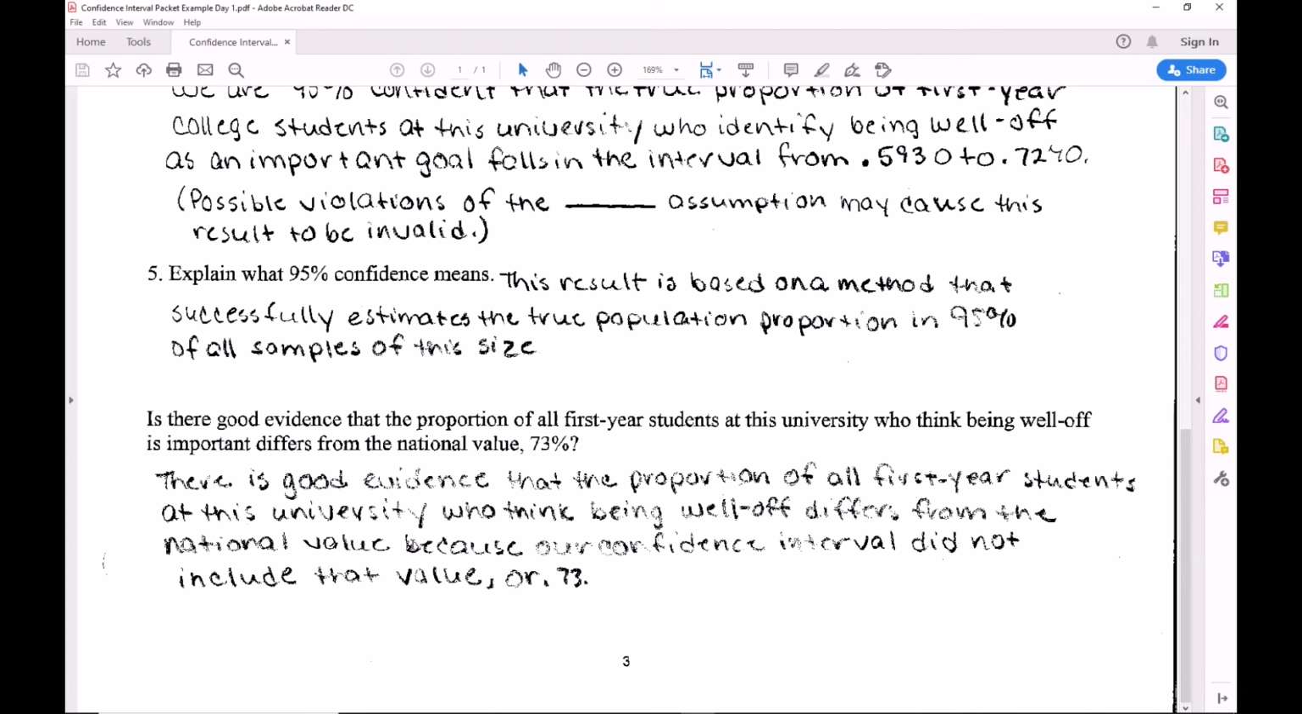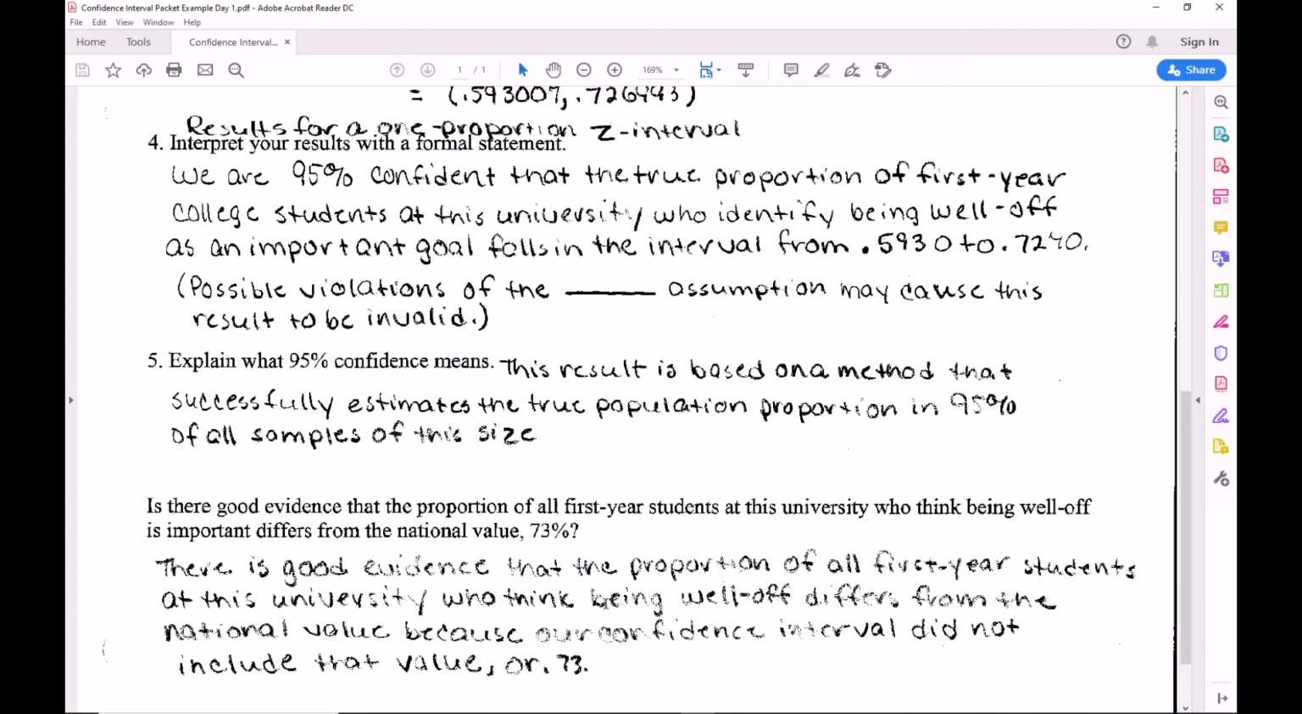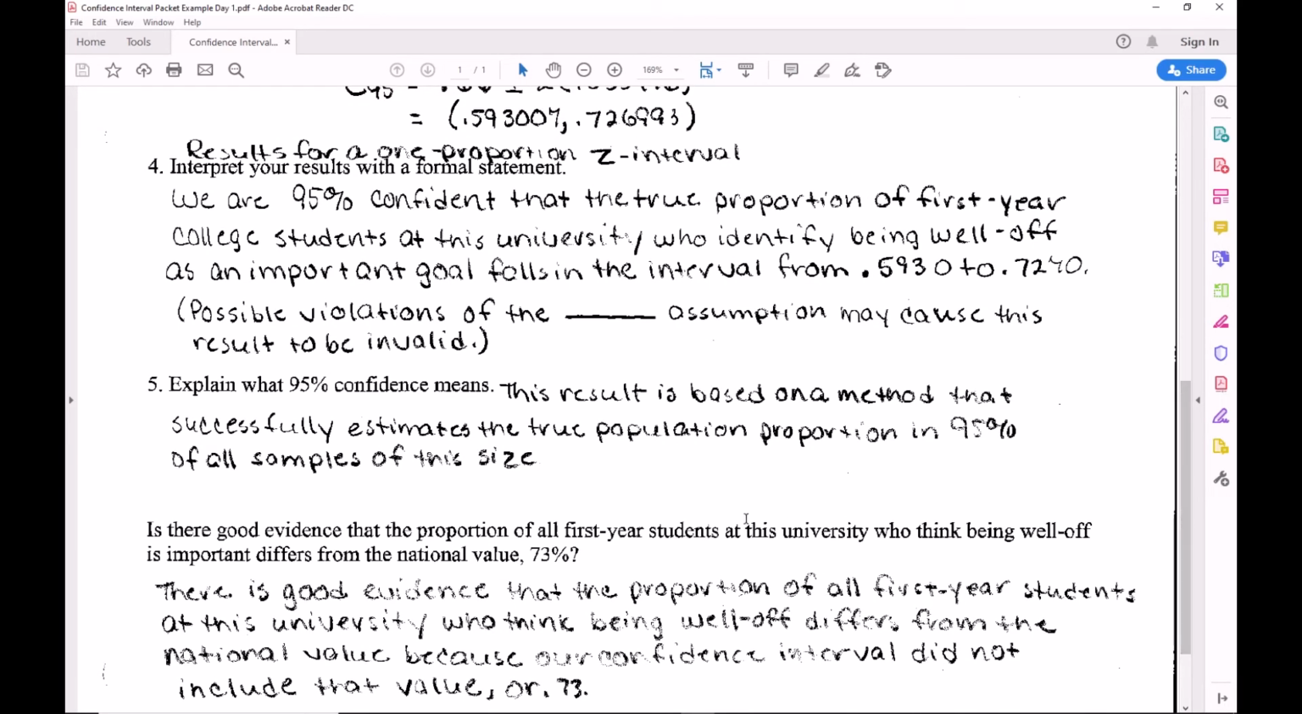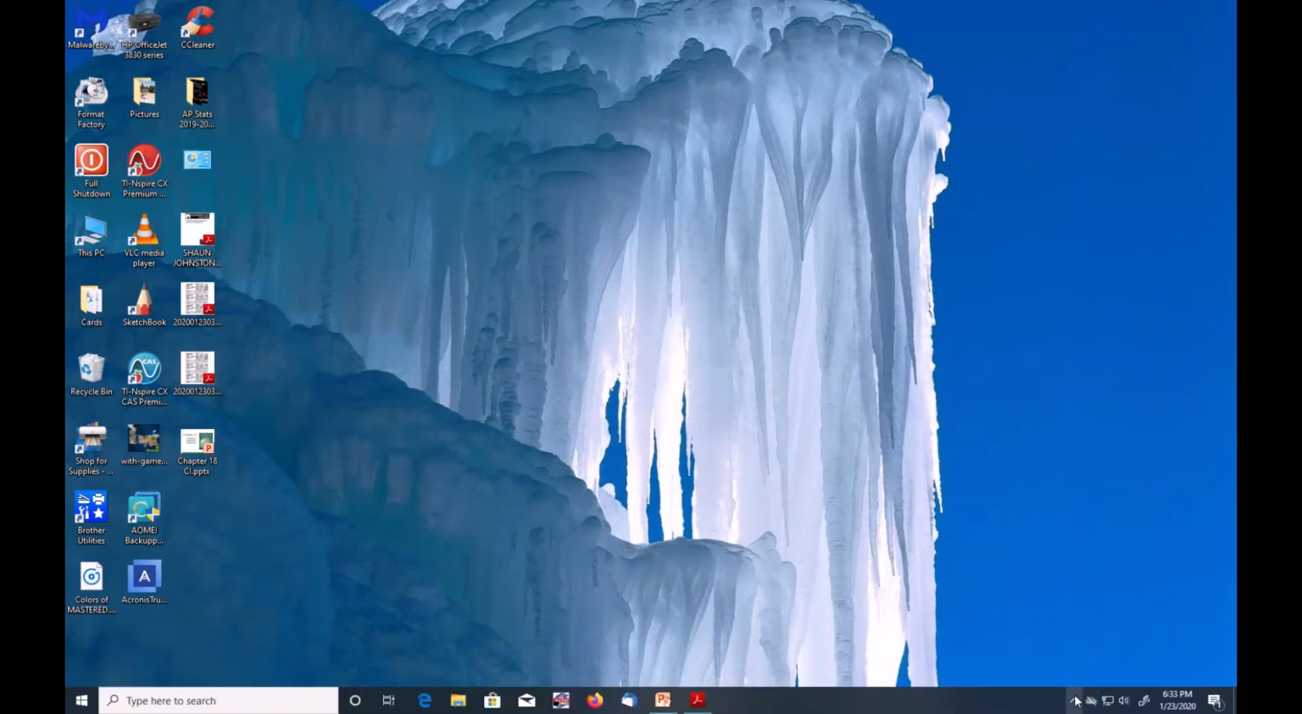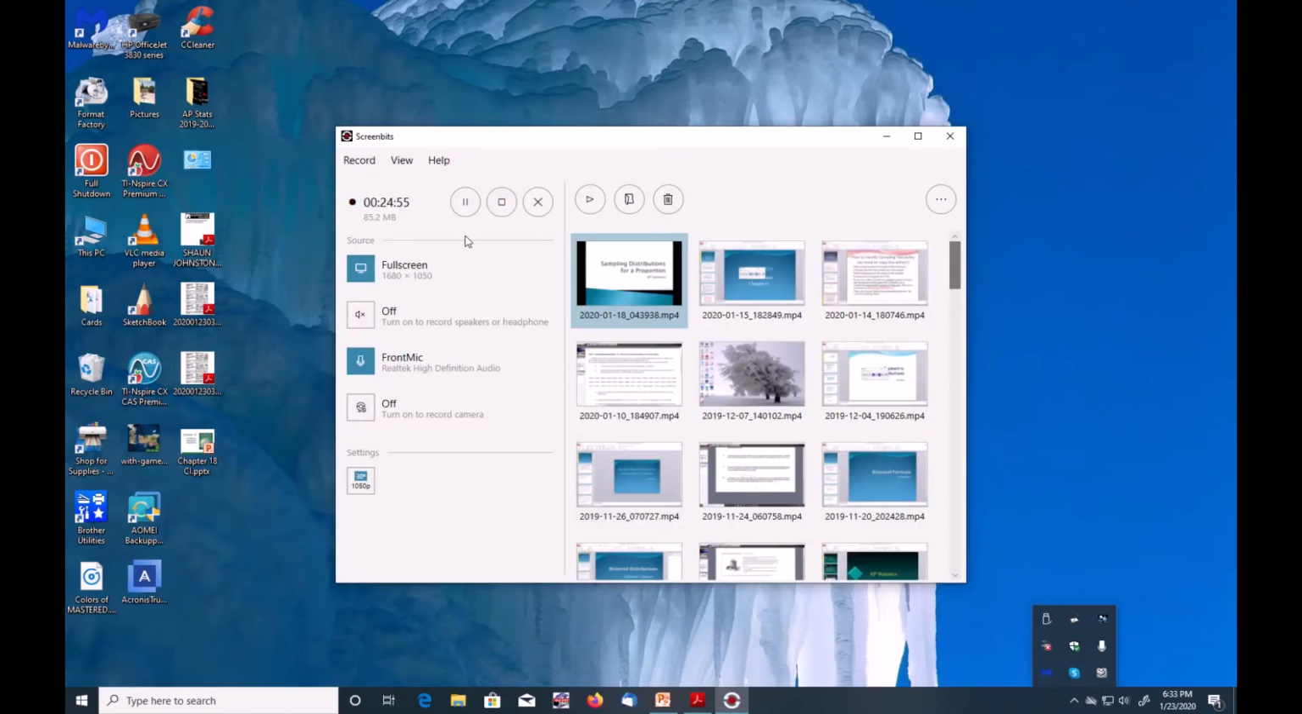And don't just leave it there. You have to say why, and it's because our confidence interval did not include that value, or 0.73. Isn't that amazing? That's just what I think is really special about what we're looking at now, because we can use a confidence interval to make judgments like this. Now, we didn't prove anything, but we have evidence. Remember court evidence? So, anyway, what I'm going to do now is you can pause and finish copying all this stuff, and I'm going to set up for a little demonstration to close this out. So I am going to go and pause this. So stand by.